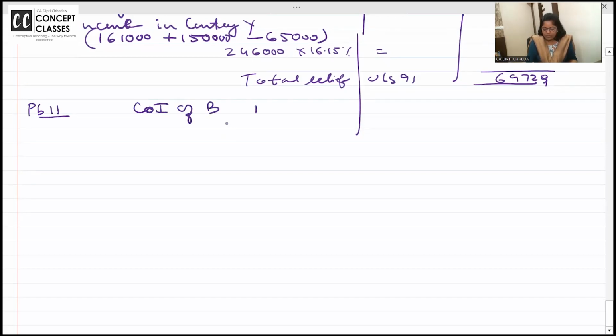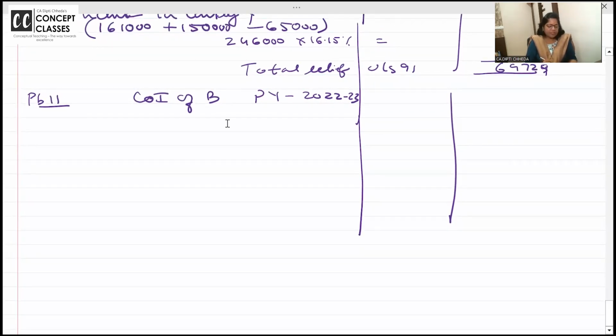Computation of income of B for the previous year 22-23. So is there any house property income or anything? No, directly business income. So we will take business income in India. Business income in India, Chennai. कितना है? 50 lakhs.